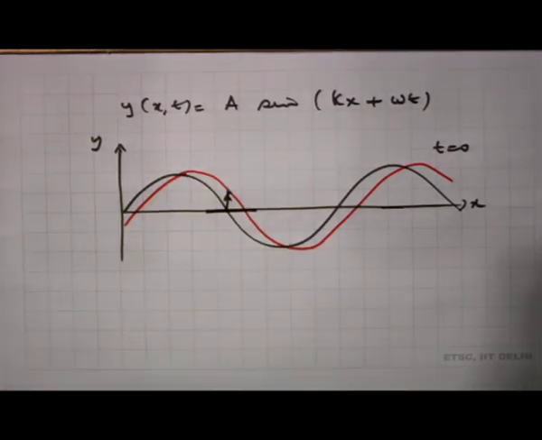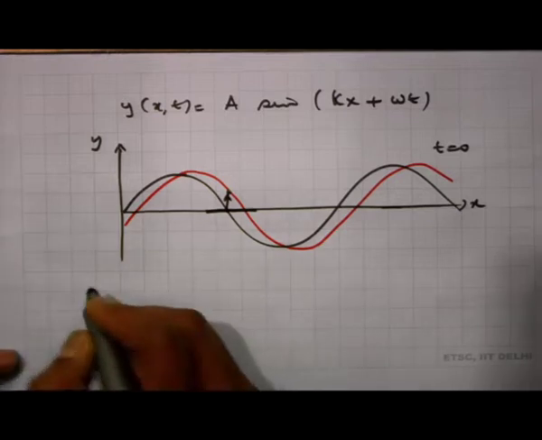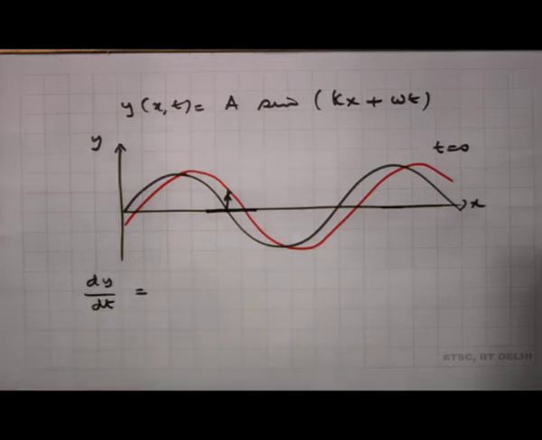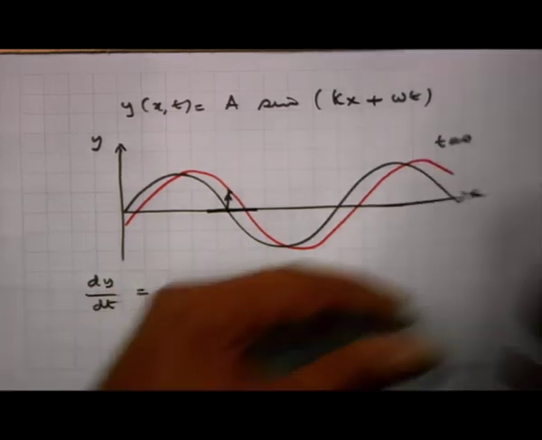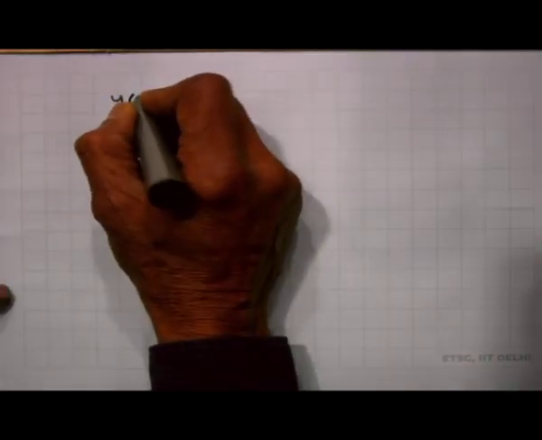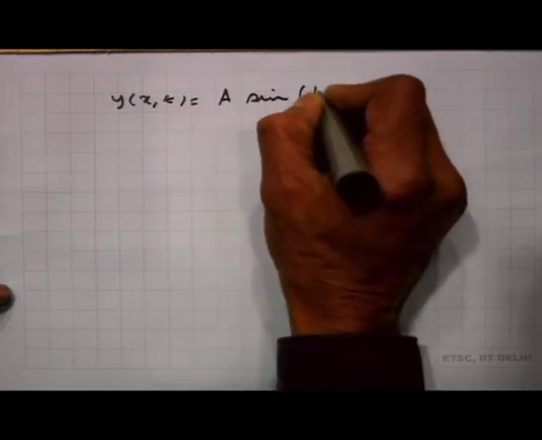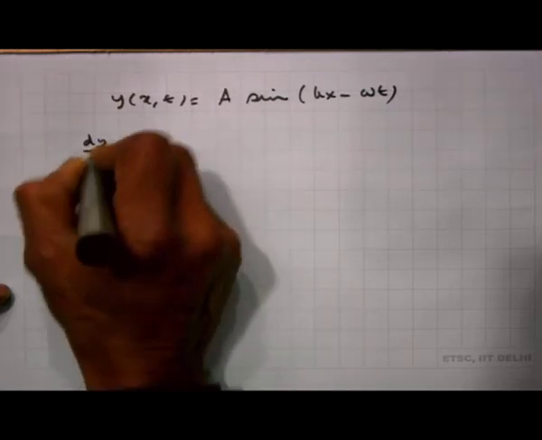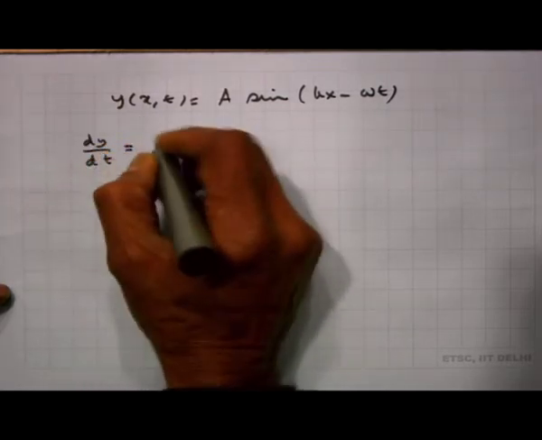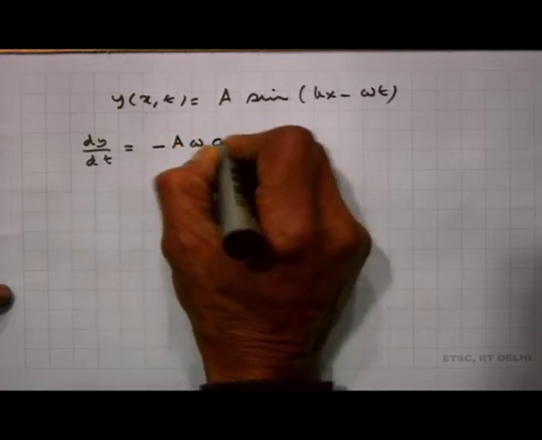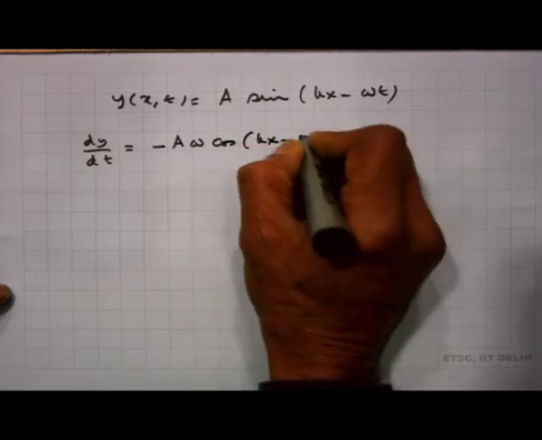So, for example, you can calculate the velocity, dy by dt. Let me draw this in a separate slide. Let me take a wave in the plus x direction, y of x, t equal to a sine of k x minus omega t. If you calculate the velocity of the string, it is given by dy by dt, which is minus a omega cos of k x minus omega t.